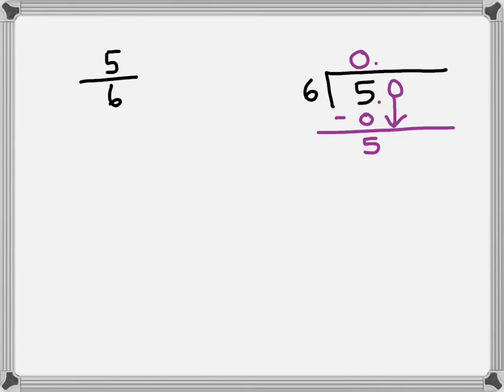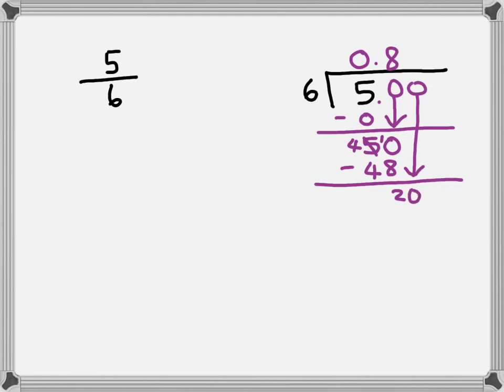You know this work because we've done them in previous lectures. 6 goes into 50, probably about 8 times. 8 times 6 is 48. Now our minus. 50 minus 48 is 2. Let's put another 0 there to bring down. 6 into 20 would go 3 times. 3 times 6 is 18. And 20 minus 18 is 2. Let's put another 0 there to bring down.